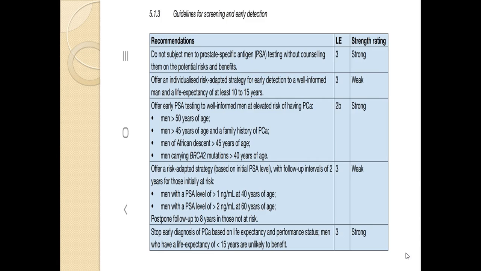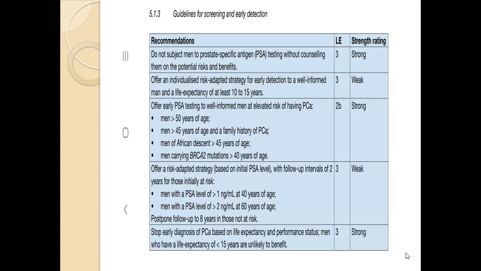to 15 years. Those patients who have a life expectancy of more than 10 to 15 years should be considered for risk stratification or PSA screening. Those patients who do not have such a life expectancy can be excluded from the screening list.